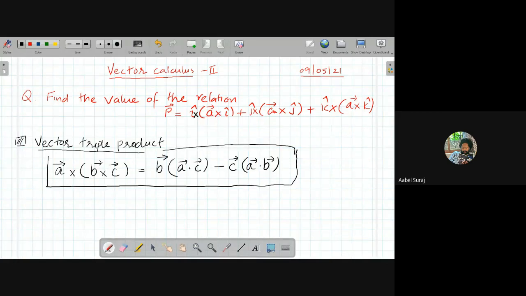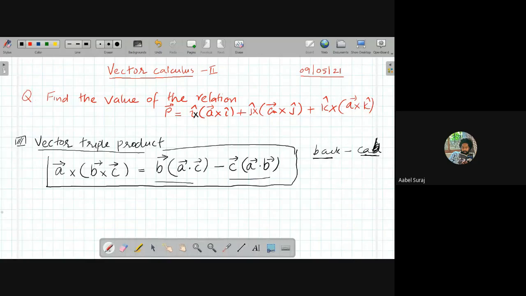Remember this as the BAC minus CAB rule. Just remember CAB and BAC. If it is in a different format, like B cross C cross D, we will do it accordingly. So this is for A cross B cross C. Please remember that.